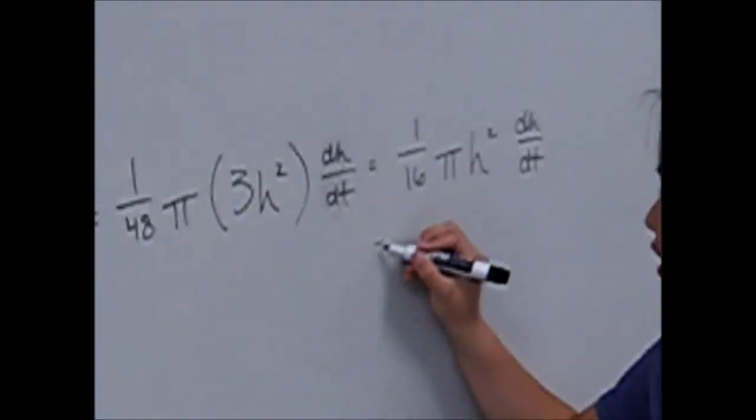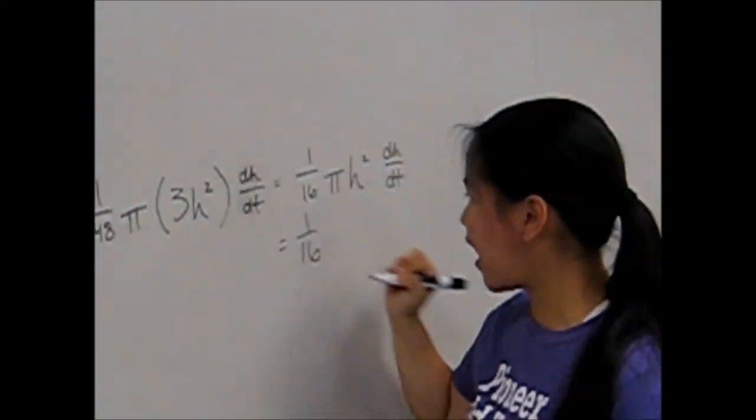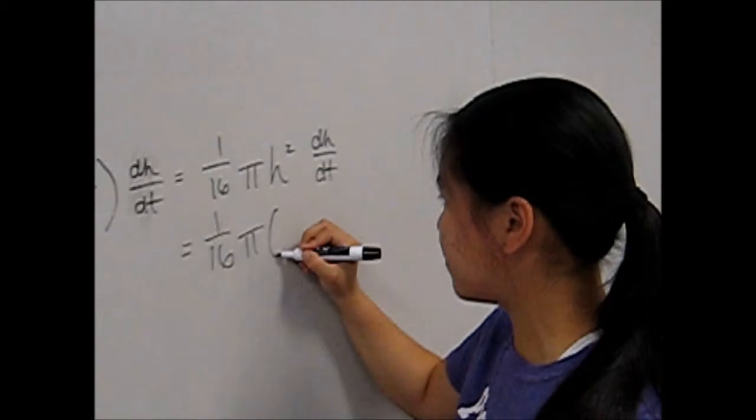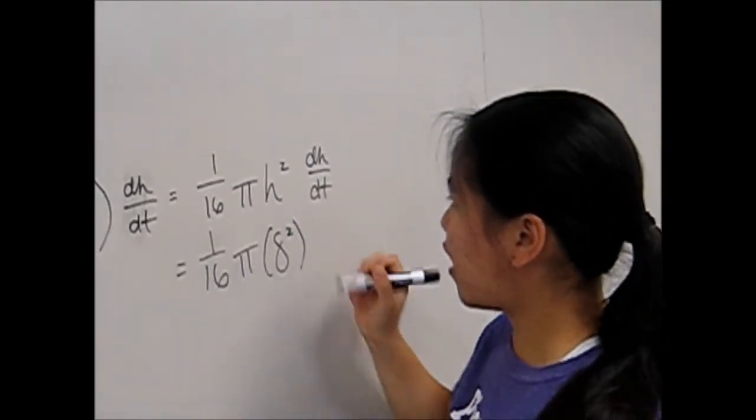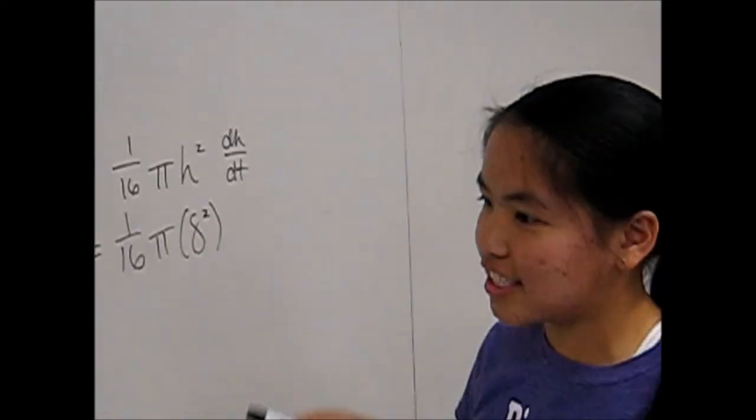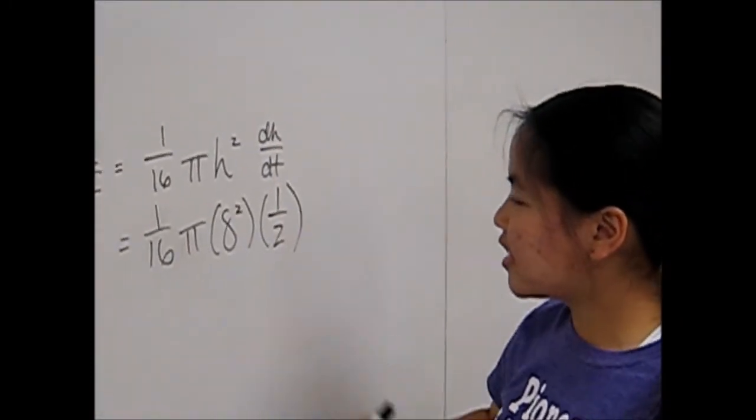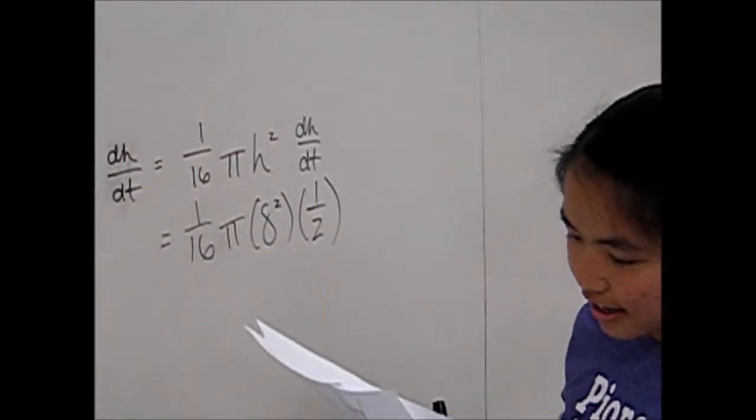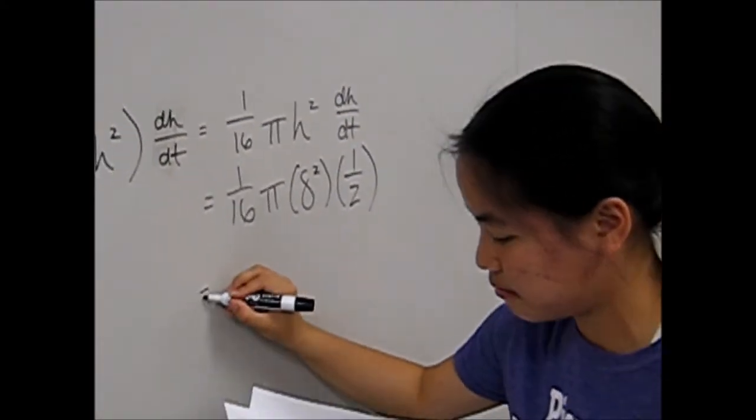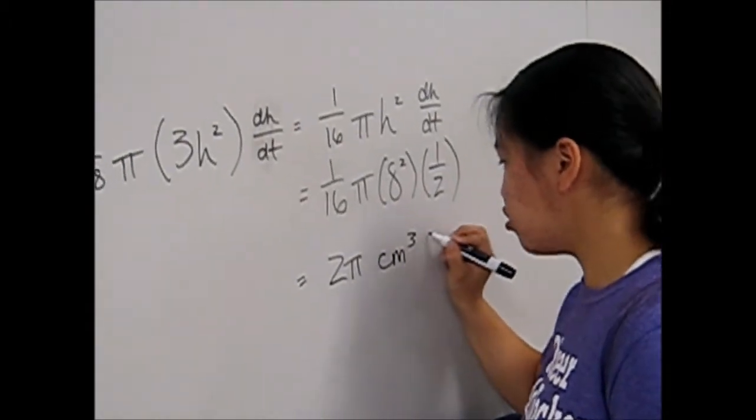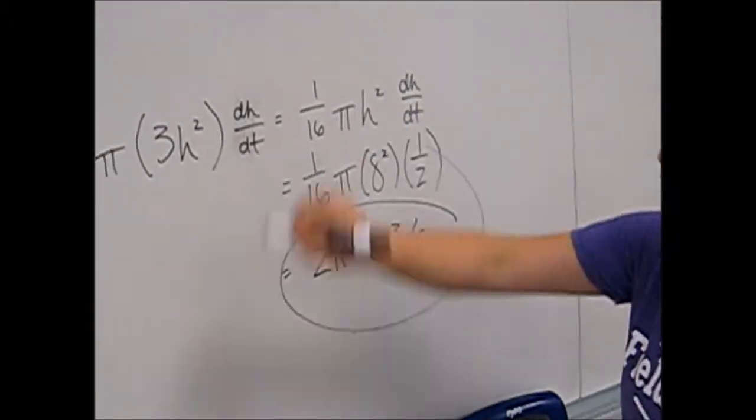So now you can plug in your known values, because we know h equals 8 at certain time t. So 8 squared, and we just established that dh dt equals 1/2. So we plug that in, and when you simplify it and cancel it all out, it becomes 2 pi centimeters cubed per second, and there's your answer.